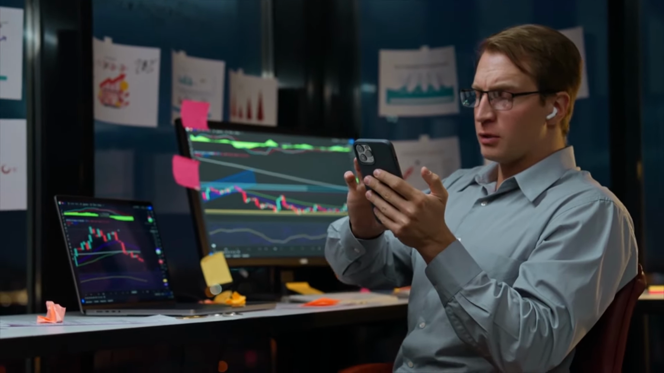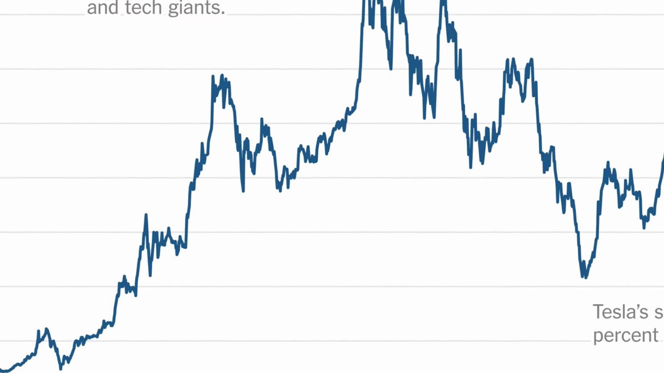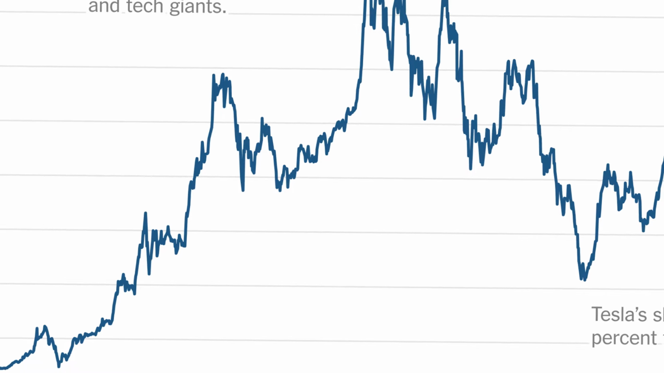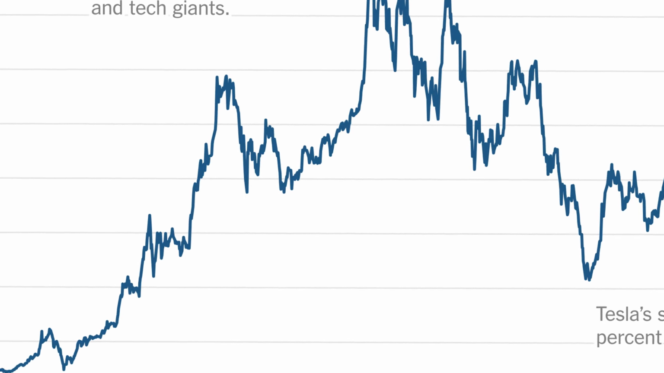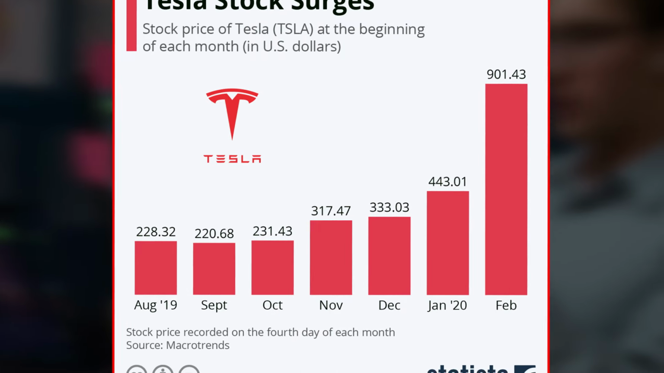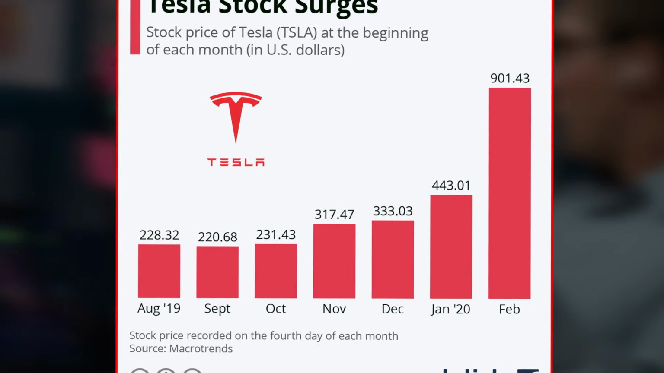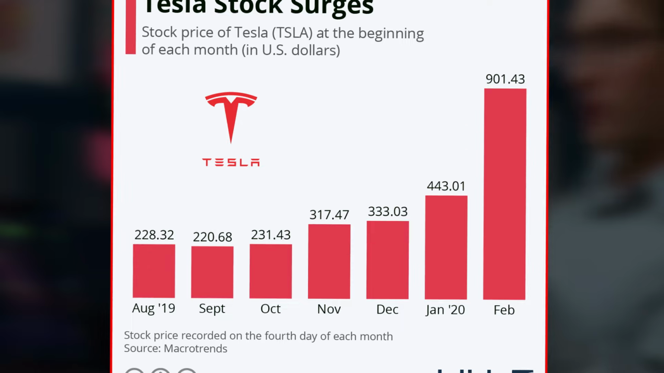In options trading, if you believe Tesla's stock will rise, you can buy a call option. This gives you the right to buy Tesla stock at a fixed price, and if the stock rises above that price, you profit. If it doesn't, you lose only the premium paid.